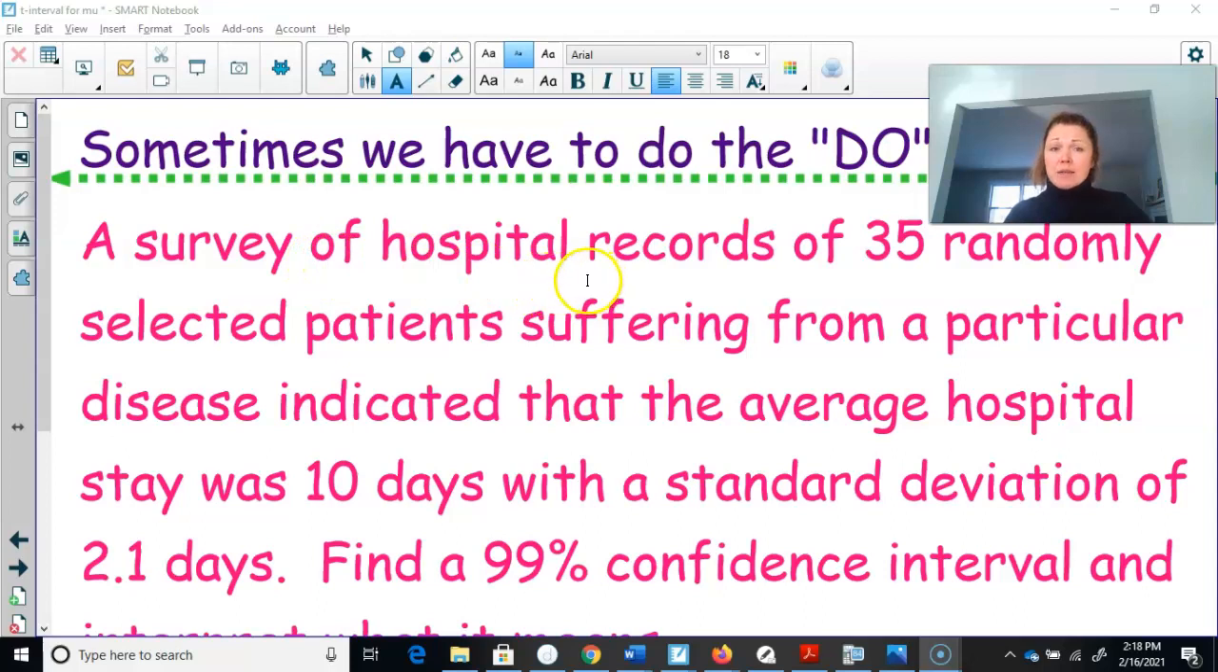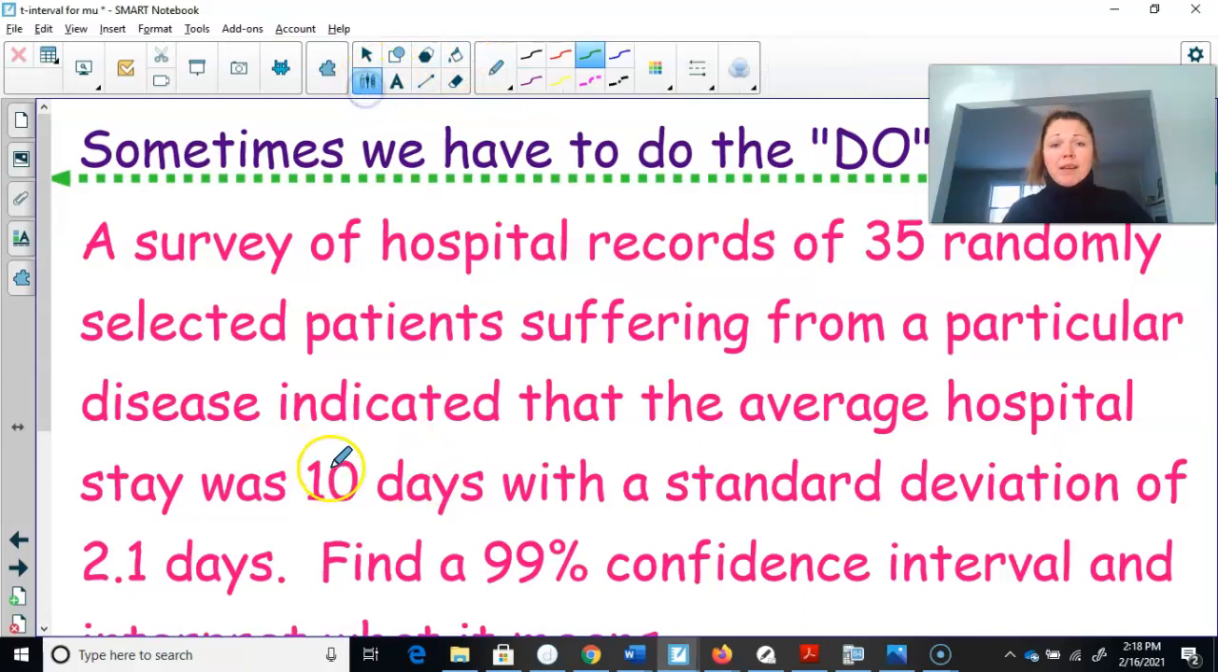A survey of hospital records of 35 randomly selected patients suffering from a particular disease indicated that the average hospital stay was 10 days with a standard deviation of 2.1. This is average hospital stay, X bar. This is describing N, our 35 randomly selected patients. This right here is our SX. So, ladies and gentlemen, this is our statistics, not our data.